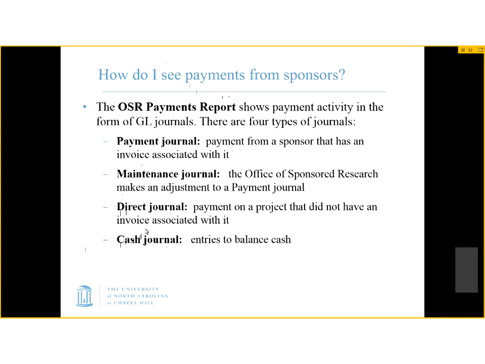So if you're determining the total sum of payments that you've gotten from your sponsor, you would sum these three journals, but the cash journals will zero out. So you can kind of ignore those, but you will probably see them, so I just wanted to mention that. That's a behind-the-scenes accounting entry to keep our cash balances accurate.